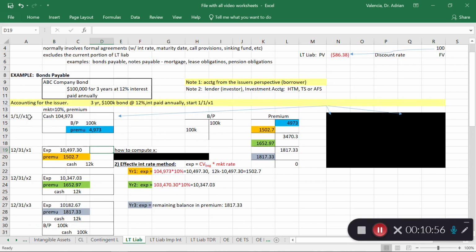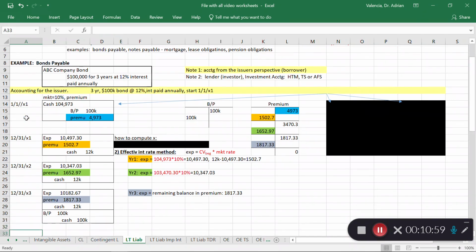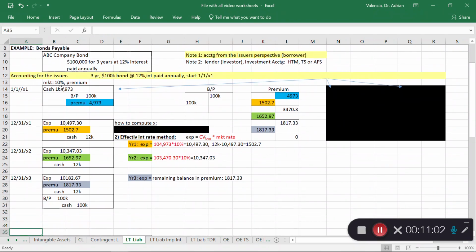Okay, so we've figured out where this 104,973 comes from, right? We're going to issue it at a premium. So here's your bond payable, 100,000, and here's the premium amount of 4,973. I'm going to illustrate here with a T account just so you can see what's happening. The premium starts with 4,973 as shown right here. Now at the end of year 1, this is 12/31, I have to compute the interest expense and then the amortized amount. Now notice something important.